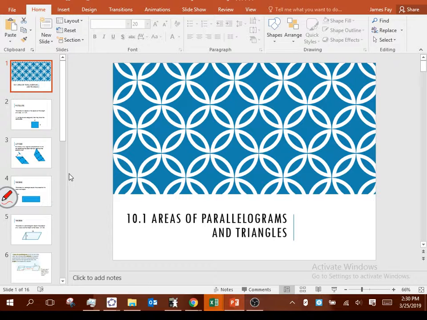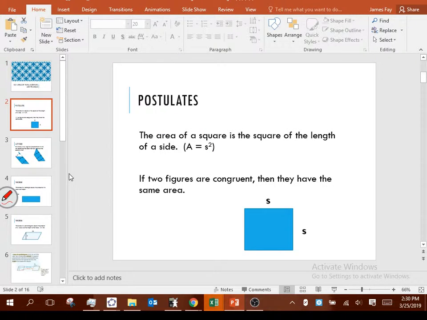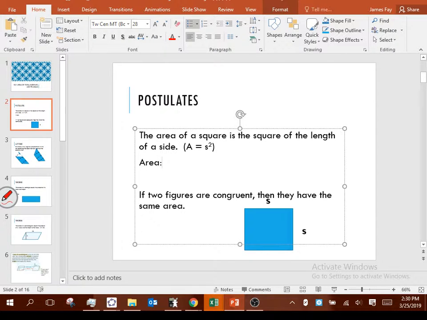Okay, so we have some postulates to identify, and maybe one of the first things to talk about is the area definition. Area, a rough definition, is the region, usually in square units, that a 2D, or two-dimensional, shape encloses. That is what area is going to be defined as.